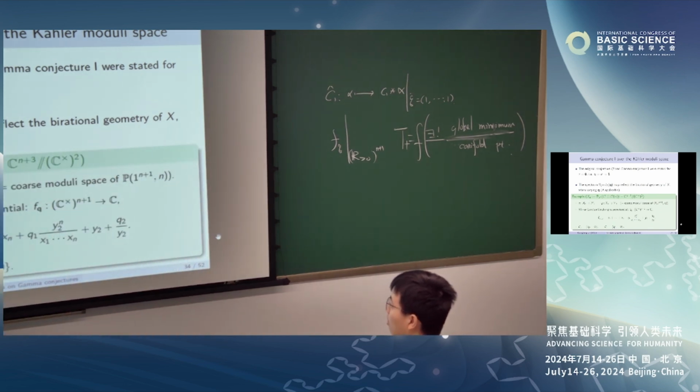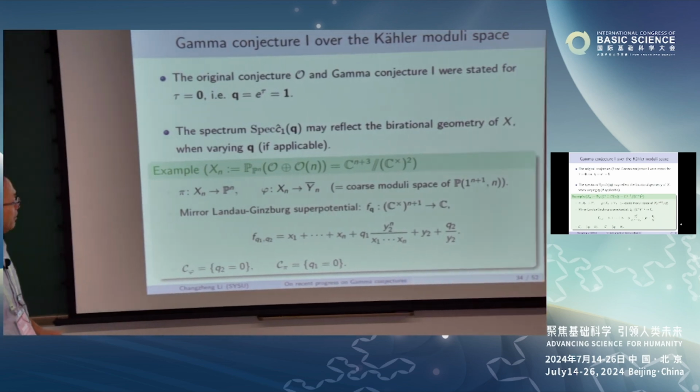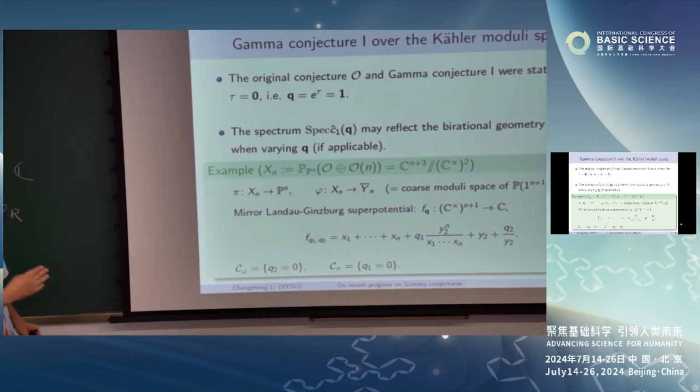Yes, because one third of the PPT will be above the Gamma Conjecture II and will be skipped.